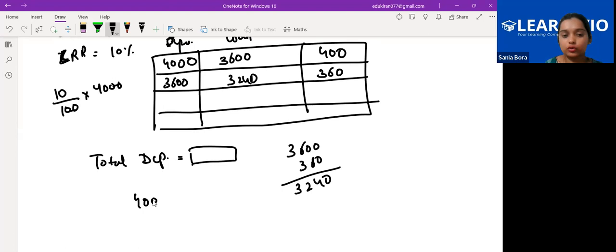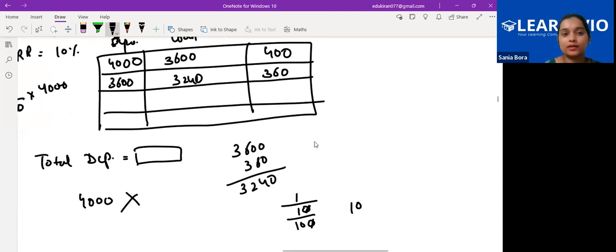Okay, so initial deposit was 4,000. What was your money multiplier? 5. How? Ma'am, I have taken 5 because in the previous question also we took 5. That's not the scenario. You have to find it. Ma'am, it will be 2.5. Vivek, find it and then tell me.